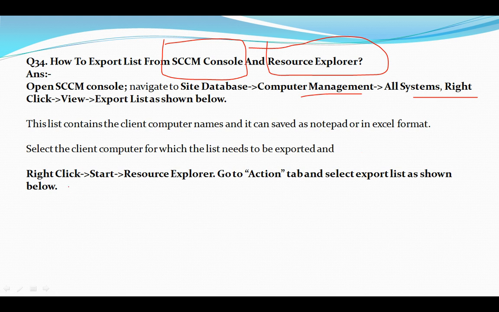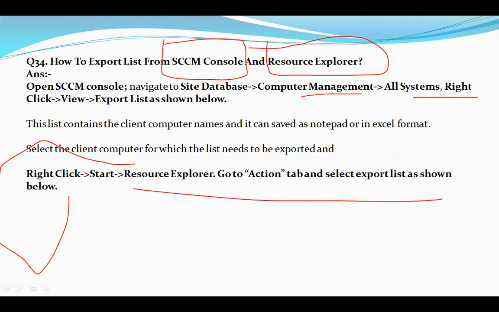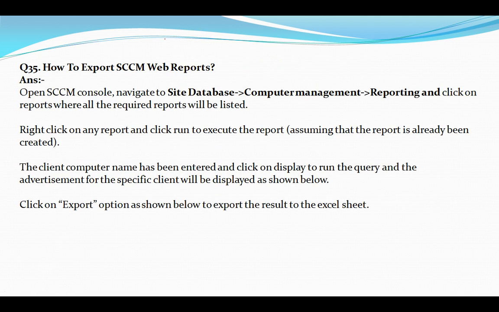Once you have selected all the required computers to take in that report, click start. Again, right click, start, resource explorer, go to the action tab and select export list as shown below. I have not taken any screenshot for that, but this is the path and this is the procedure. Next question: how to export SCCM web reports.